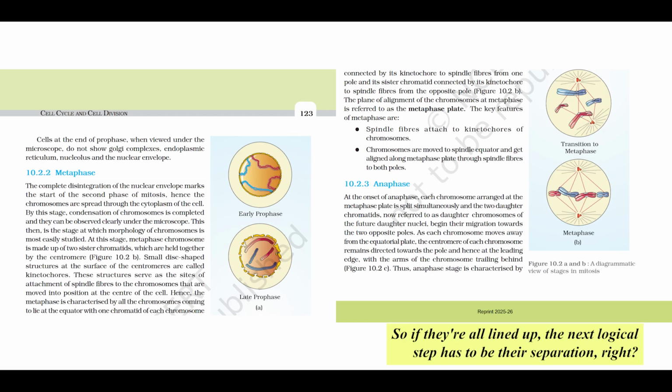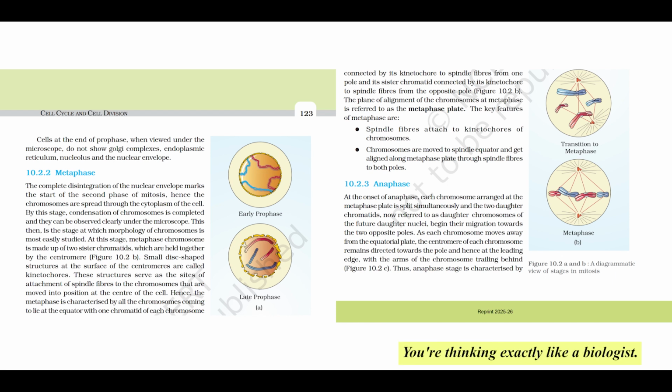So if they're all lined up, the next logical step has to be their separation, right? How does that happen? Does it happen all at once? You're thinking exactly like a biologist. The separation is indeed the next dramatic step, known as anaphase. And yes, it's quick but powerful.